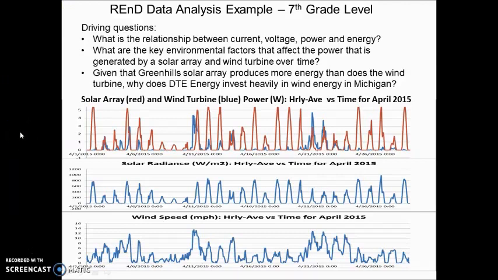Students can see that the solar radiance that affects the solar array energy production seems to follow similar rises and falls throughout the course of the month as the energy production for the solar array, likewise for the wind speed and the wind turbine. If students consider the energy generation throughout the course of a month between a solar array and a wind turbine, they can clearly see that more consistently throughout the month, the solar array produces more energy than the wind turbine. They see that in some cases, though, the wind turbine does outperform the solar array.